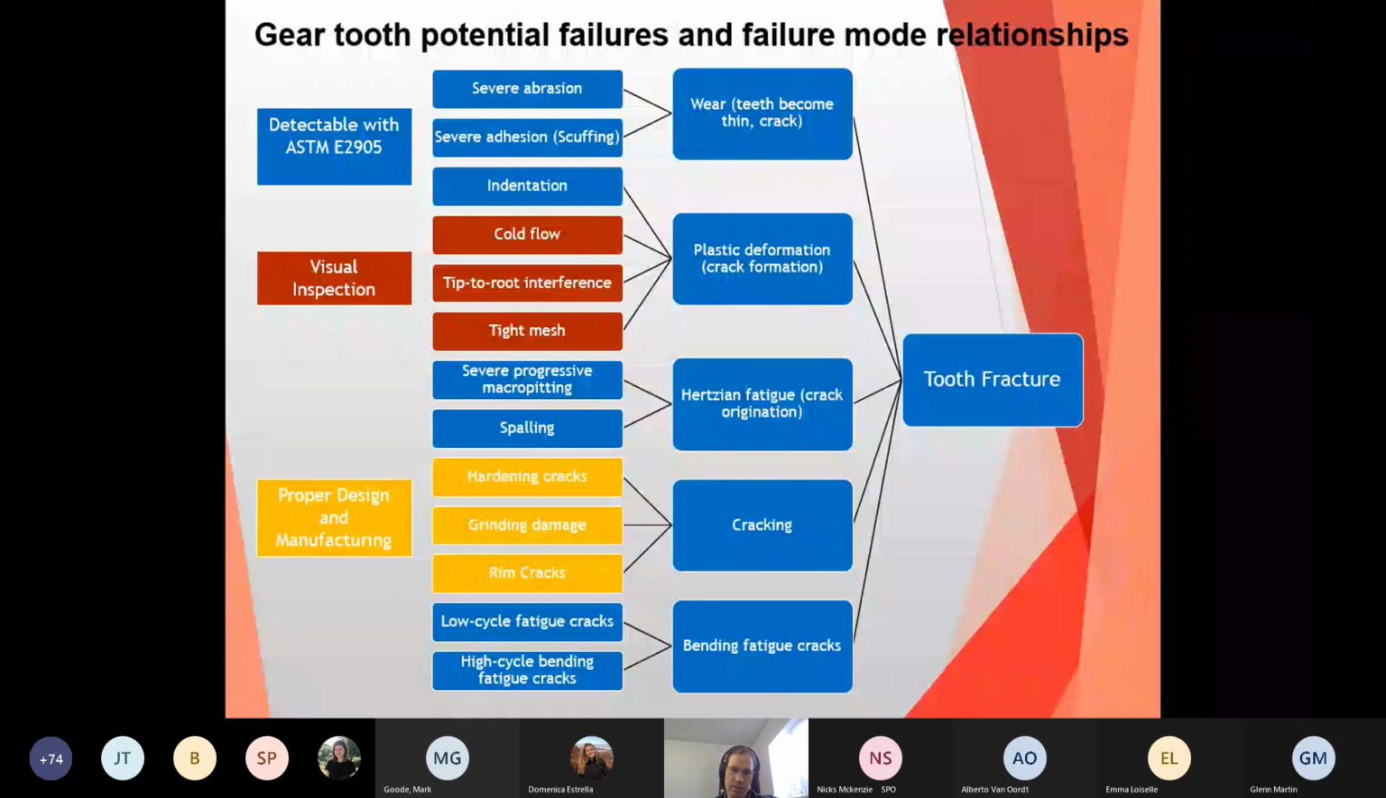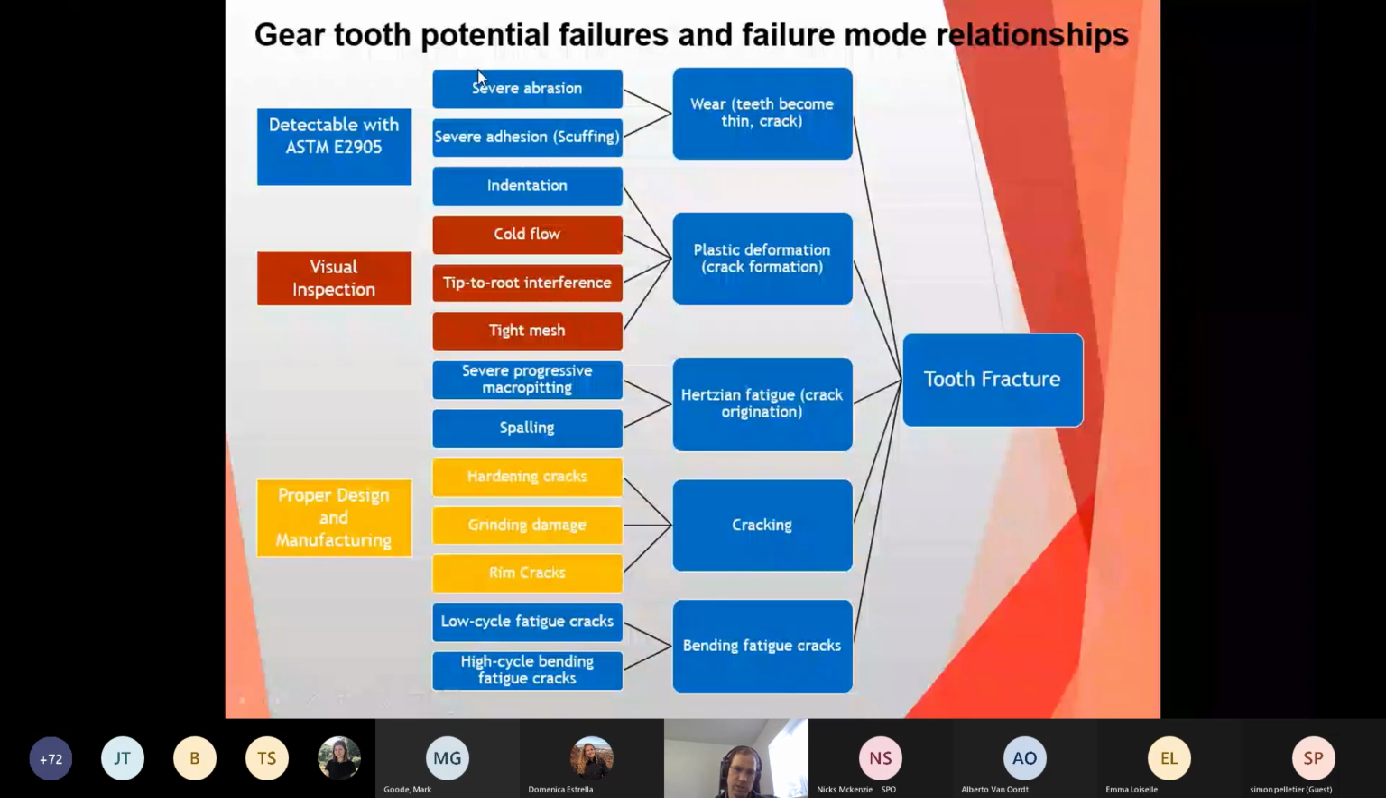So what we have presented here is essentially the potential failures and the failure mode relationships. Closer to the left-hand side of the screen, we have the specific failure modes and how those degrade and can lead to that ultimate failure of a tooth fracture.